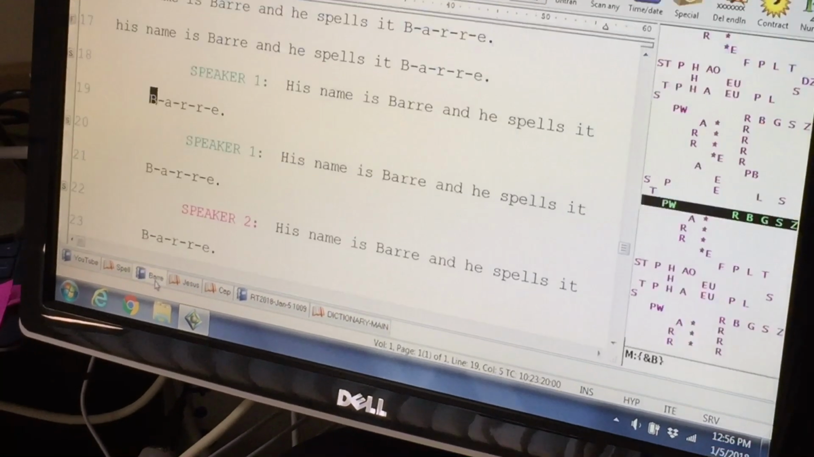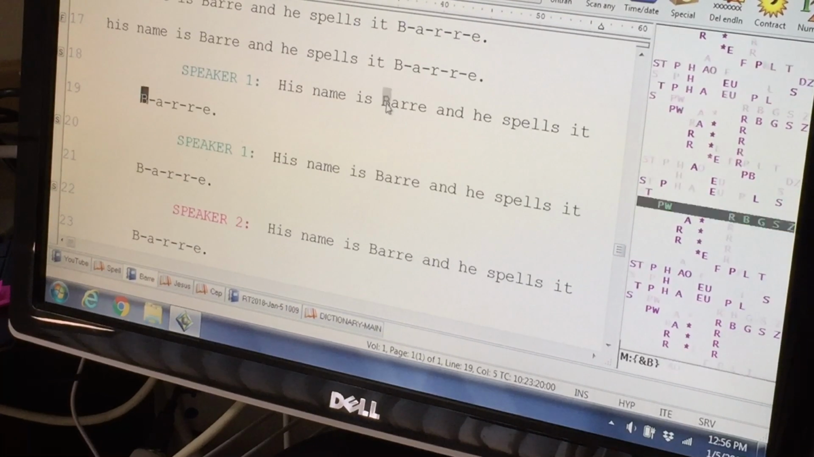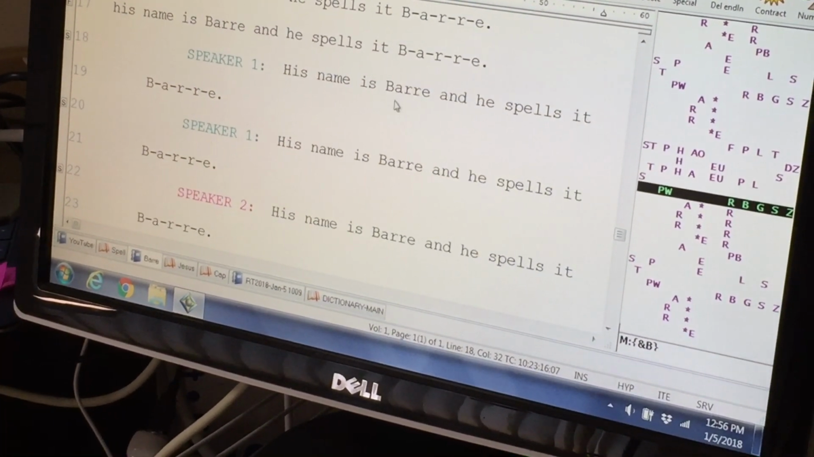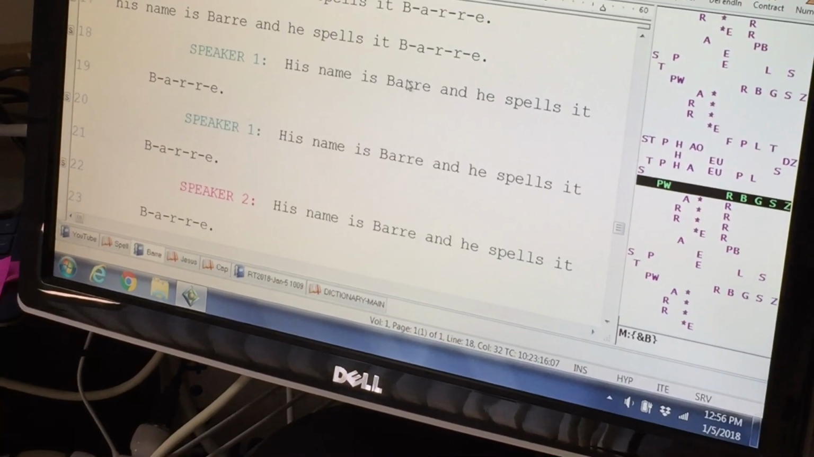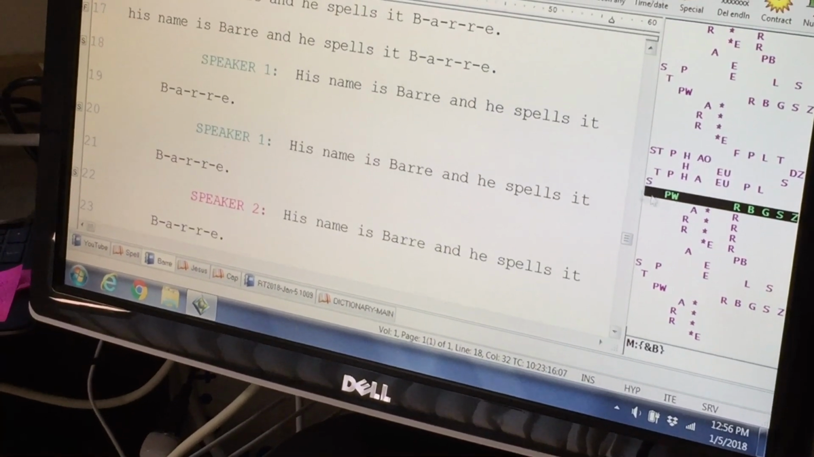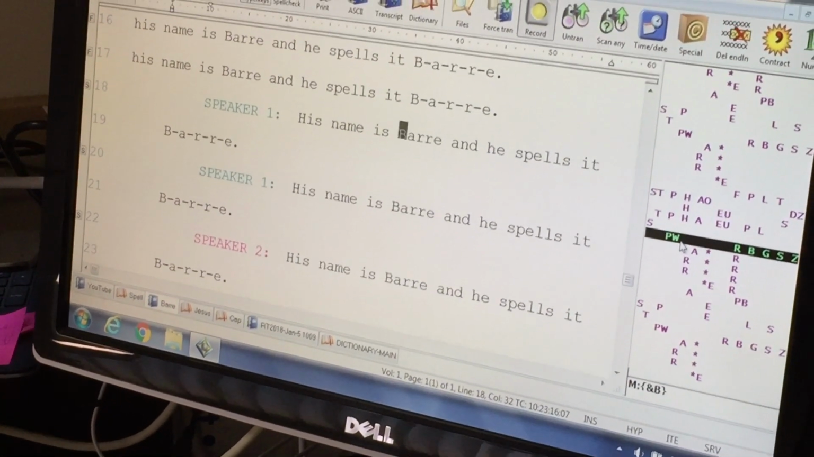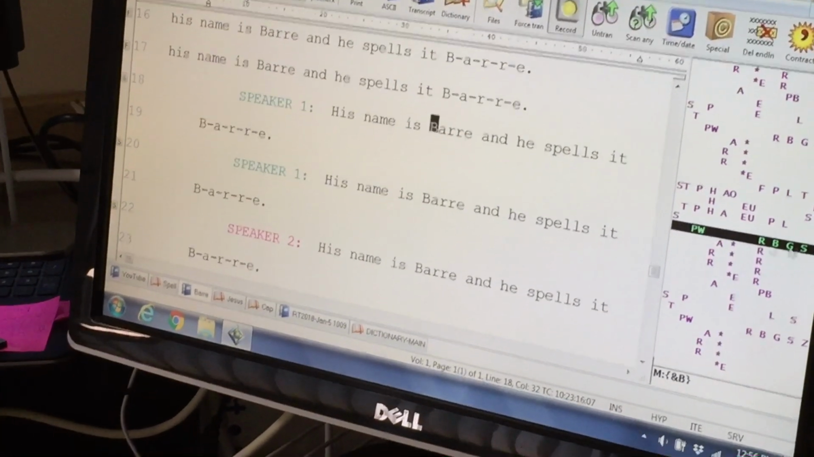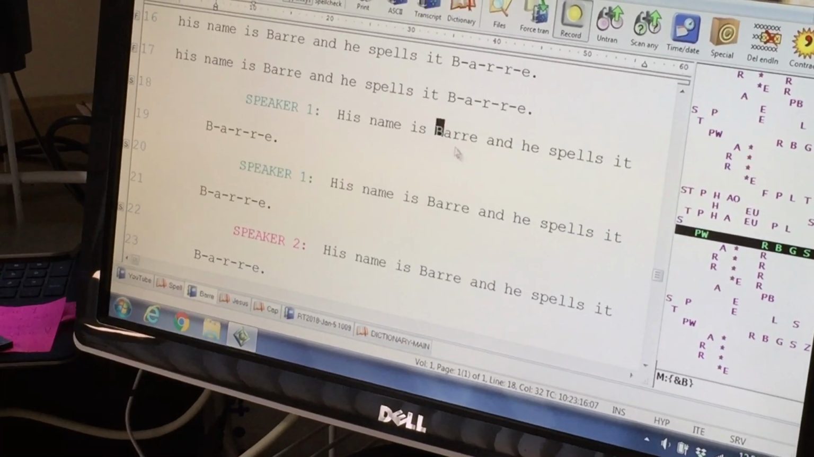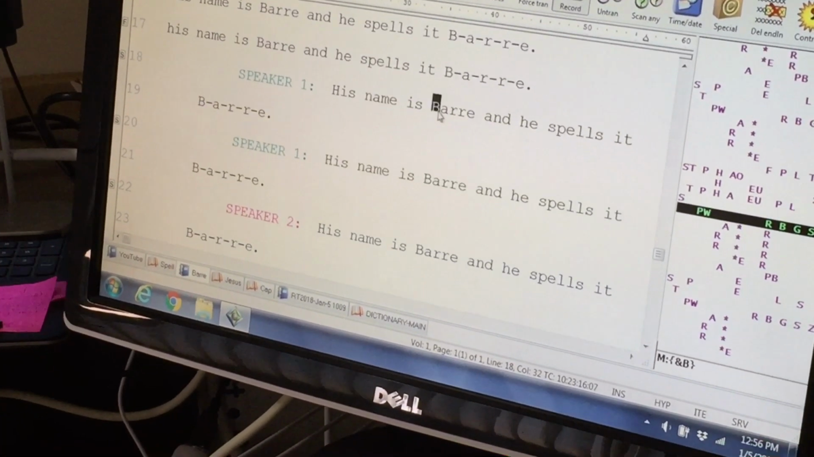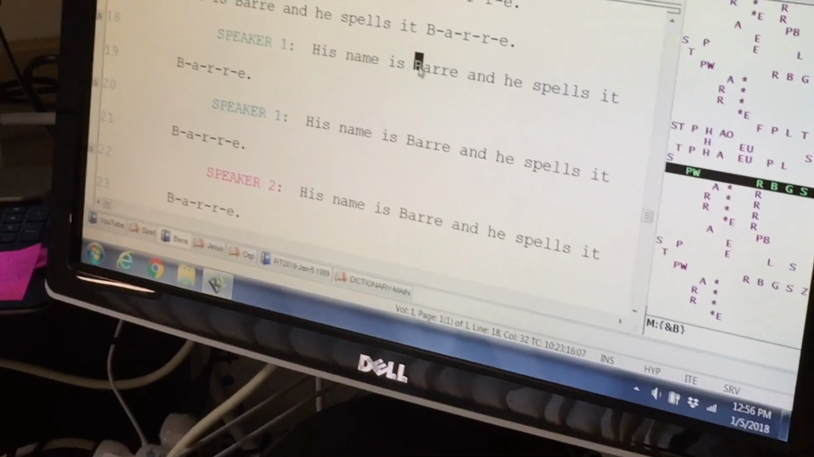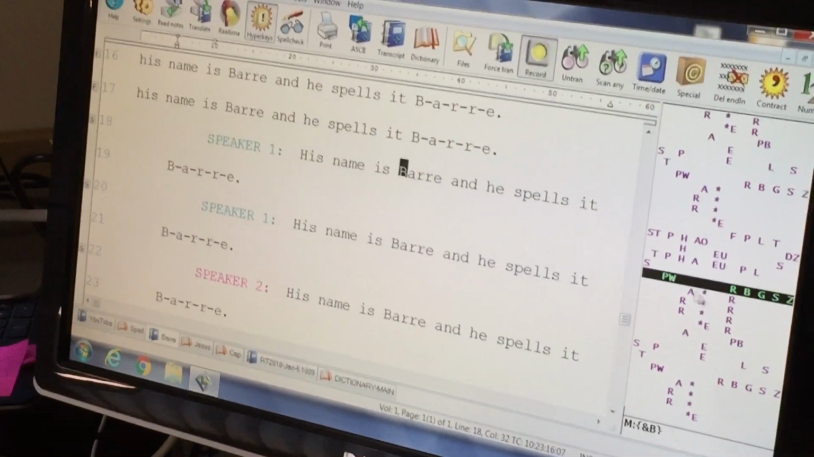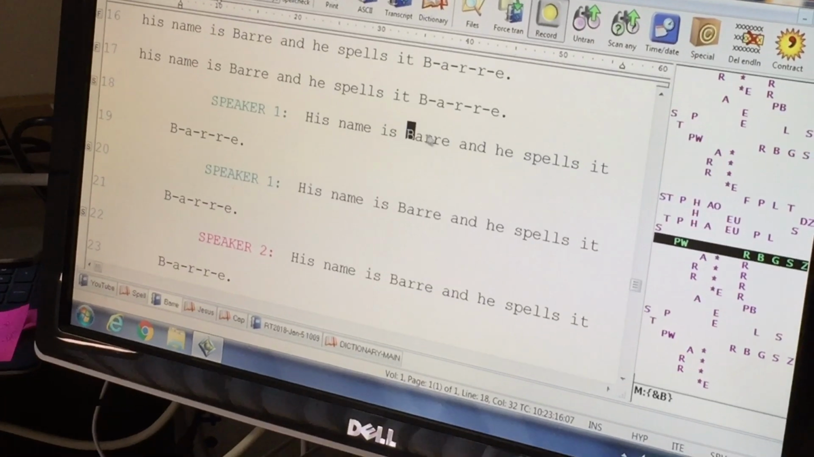So what do you do if something comes up and his name is Barry and he spells it B-A-R-R-E? Well, I know this spelling is not in my database. So what we use is called finger spelling. I have a program where initial B with R-B-G-S-Z translates as a capital B, no period, no hyphen or anything. And then you see the A, R, R, and the E.